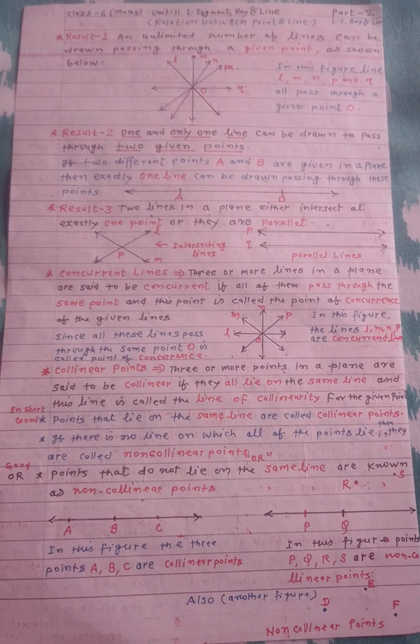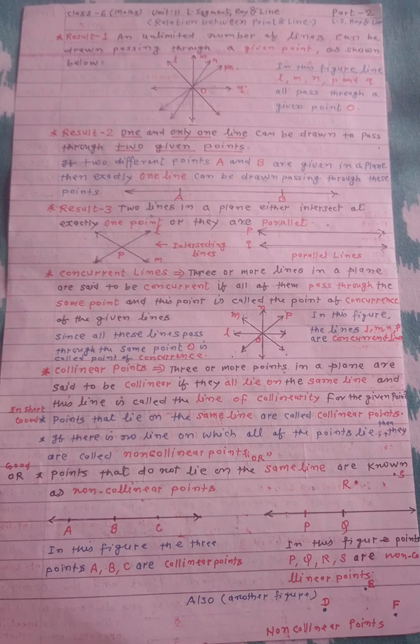Now result 2, one and only one line can be drawn to pass through two given points. If two different points A and B are given in a plane, then exactly one line can be drawn passing through these points. A and B are 2 points. We can draw only one line from these 2 points.